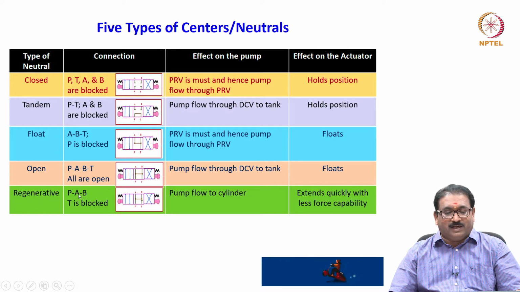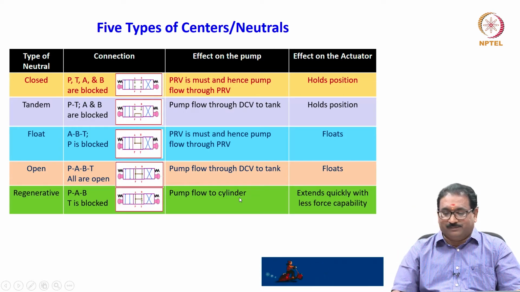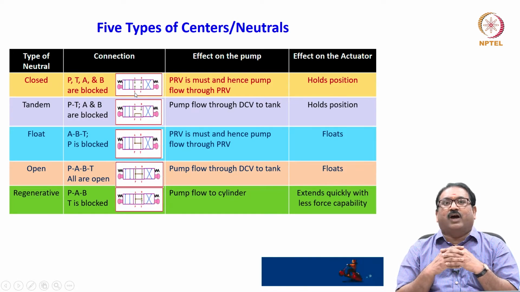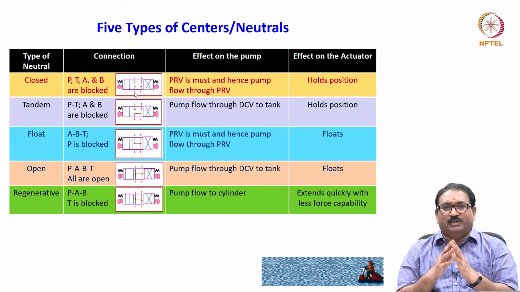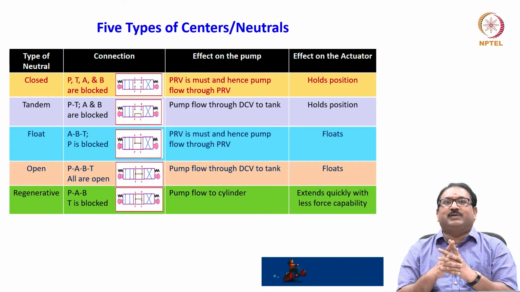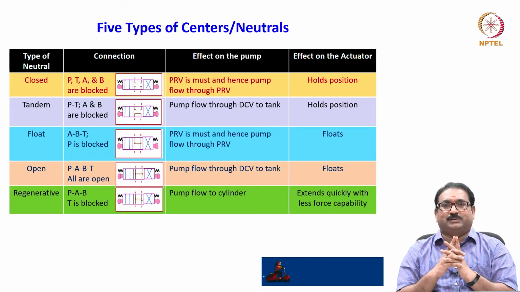Regenerative, P is connecting to A and B, T is blocked here. Pump flow goes to the cylinder because this is more than the return flow, that is why it is going. It extends quickly with less force capability. Please remember, friends, irrespective of the valve center, generally to safeguard the pump, because the pump is a positive displacement pump, the hydraulic circuit is always equipped with a pressure relief valve except in pressure compensated pumps.